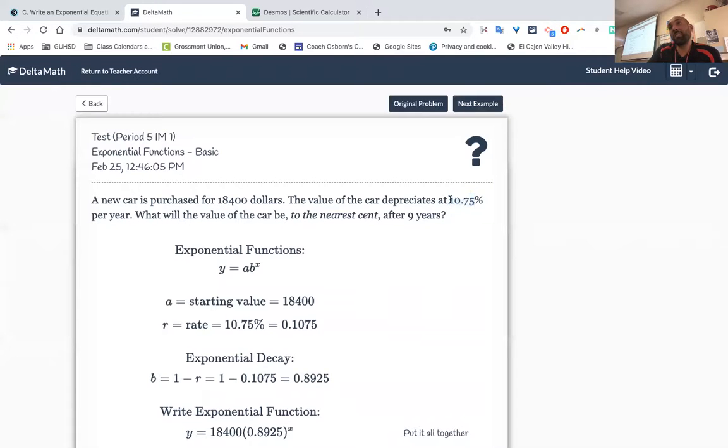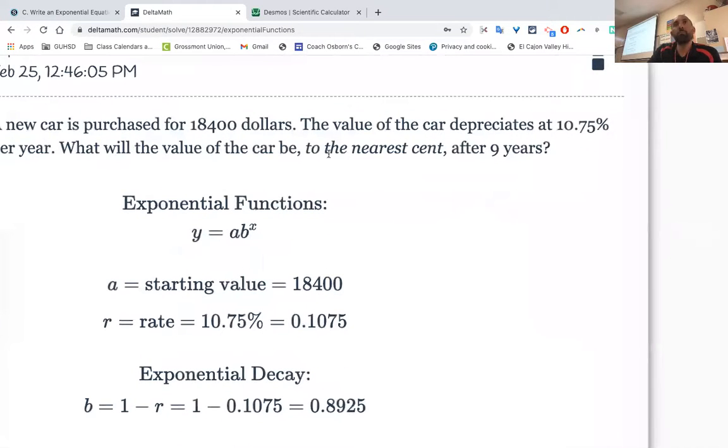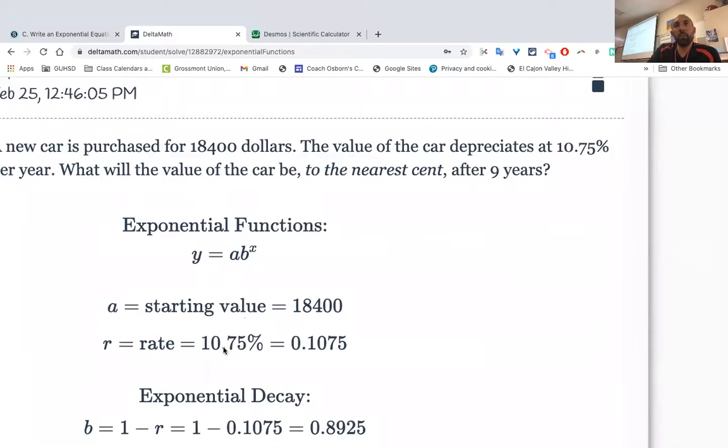All right. This says 10.75%. So you can see here that we are going to have to convert the percent first. So we go 1, 2, and you can see that now we have our decimal here, and I include every number after the decimal. So 0.1075.